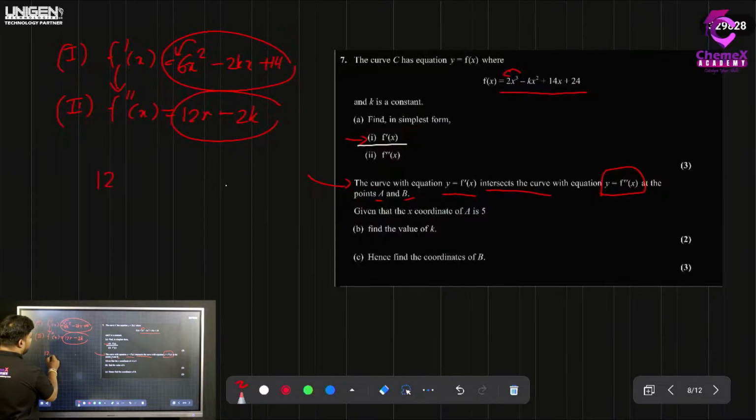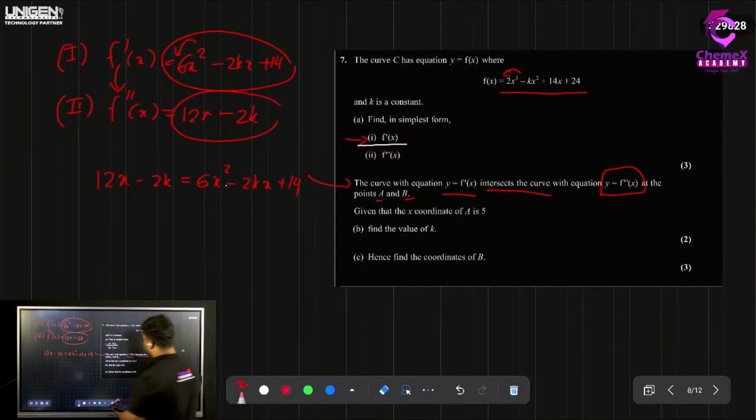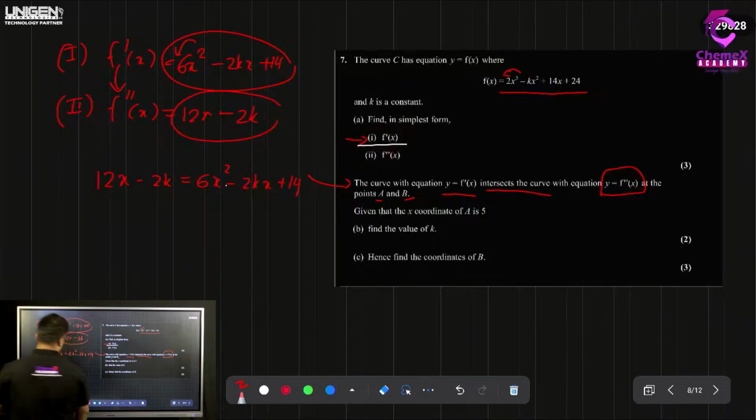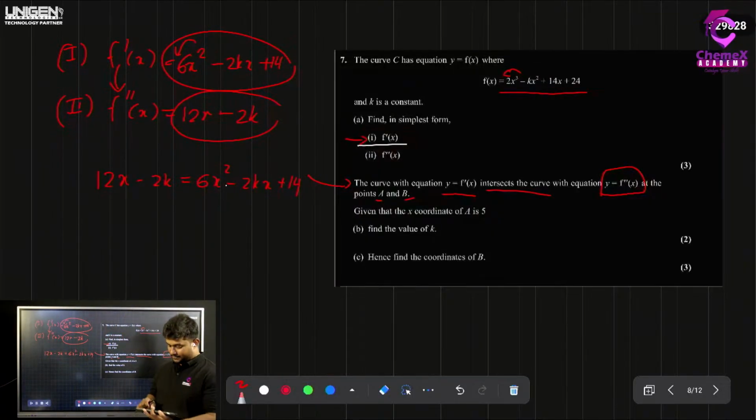So 12x minus 2k is equal to 6x squared minus 2kx plus 14. Okay. So now after equating, they say they intersect at 2 places. Given that the x coordinate of A is 5. A is 5, you need to find B. Now how do you do? How to do?